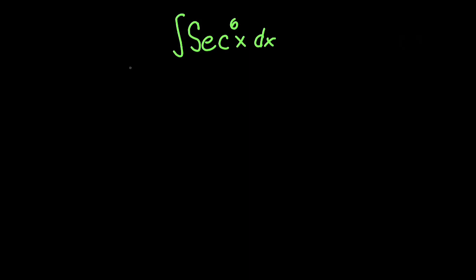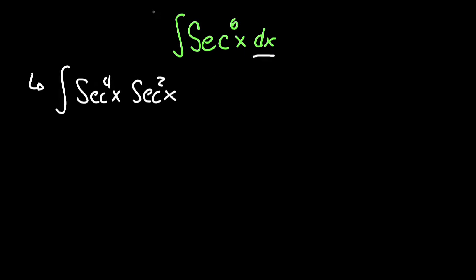Let us solve the integral of secant to the power of 6 of x. When dealing with either an integral of secant or cosecant and your exponent is an even number, the first thing that you're going to do is factor out one secant squared. Thus, this becomes secant to the power of 4 of x multiplied by secant squared of x, and copy the rest, which is dx.